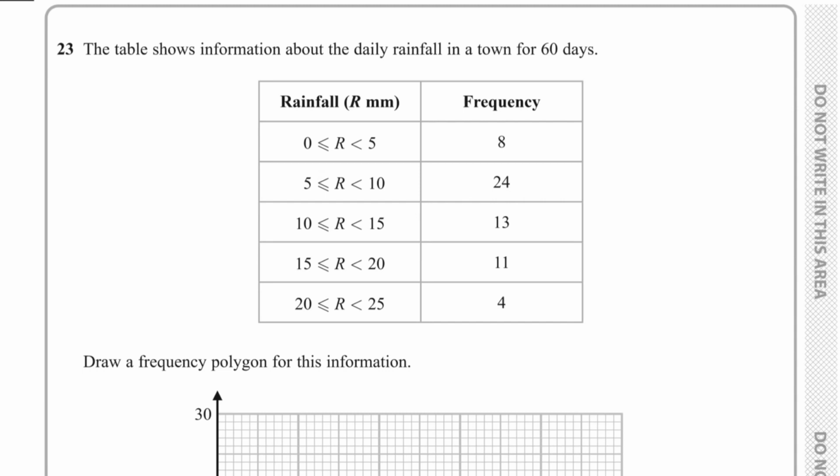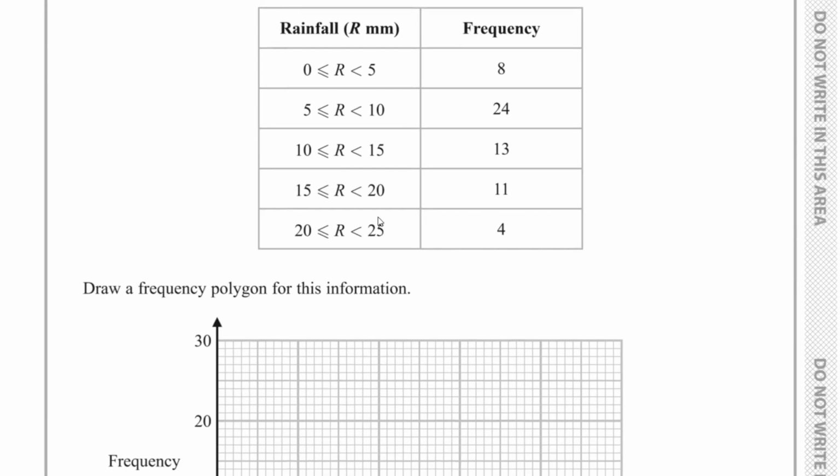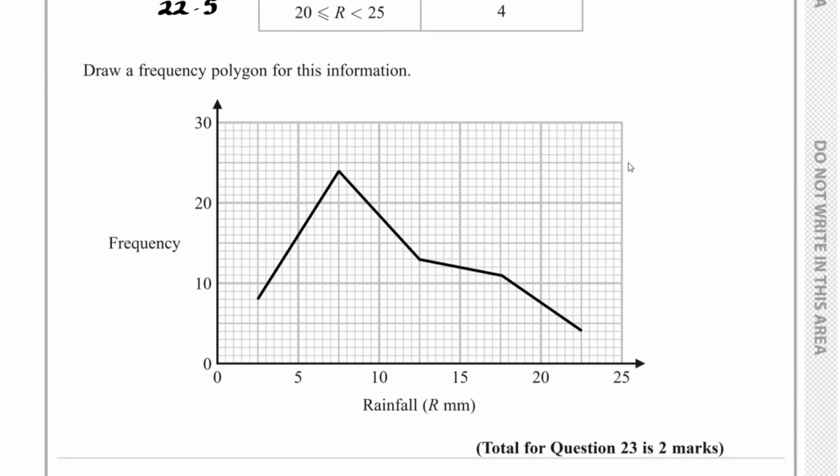Question number 23. The table shows information about the daily rainfall in a town for 60 days. We have to draw a frequency polygon for this information. To begin with, we need to find the midpoint. Midpoint from 0 to 5 is 2.5, midpoint from 5 to 10 is 7.5, midpoint from 10 to 15 is 12.5, midpoint from 15 to 20 is 17.5, midpoint from 20 to 25 is 22.5. So we need to plot the midpoints and the frequencies and join them up with a straight line as we see here. So here is our frequency polygon.